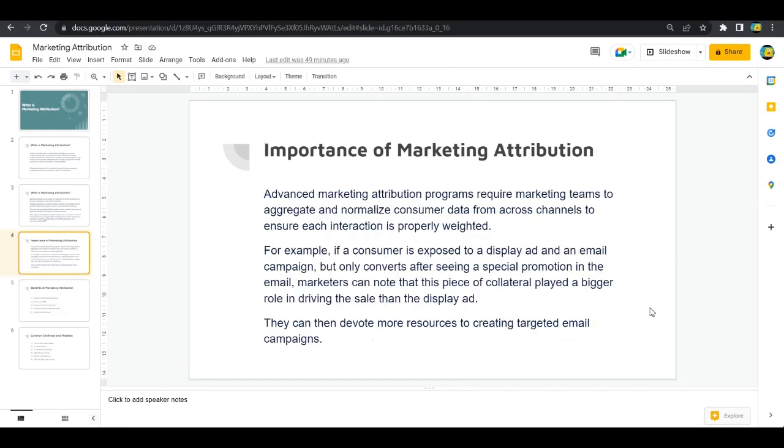Then moving on to importance of marketing attribution. Advanced marketing attribution programs require marketing teams to aggregate and normalize consumer data from across channels to ensure each interaction is properly weighted. So, for example, if a consumer is exposed to a display ad and an email campaign, but only converts after seeing a special promotion in the email, marketers can note that this piece of collateral played a bigger role in driving the sale than the display ad. Then they can devote more resources to creating targeted email campaigns.